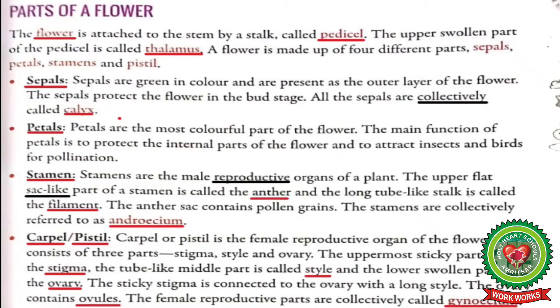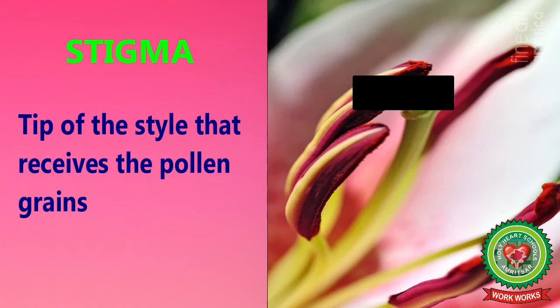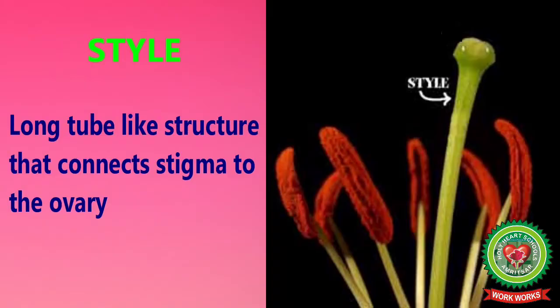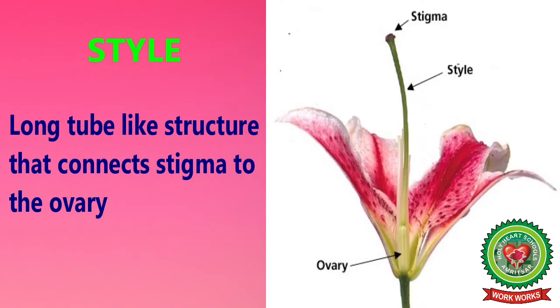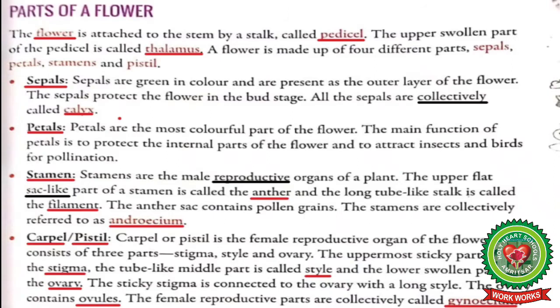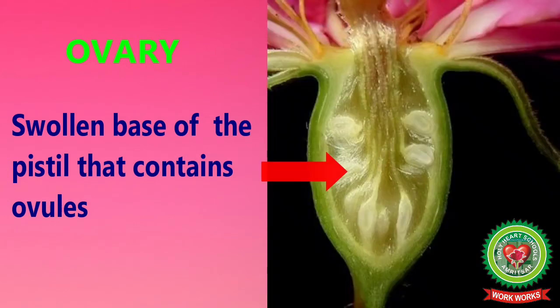Now students, underline the word stigma and write down its meaning. Stigma is the tip of the style that receives the pollen grains. Now underline the word style and write down its meaning. Style is a long tube-like structure that connects stigma to the ovary. It is the middle part of the pistil. Now underline the word ovary and write down its definition. Ovary is the swollen base of the pistil that contains ovules.